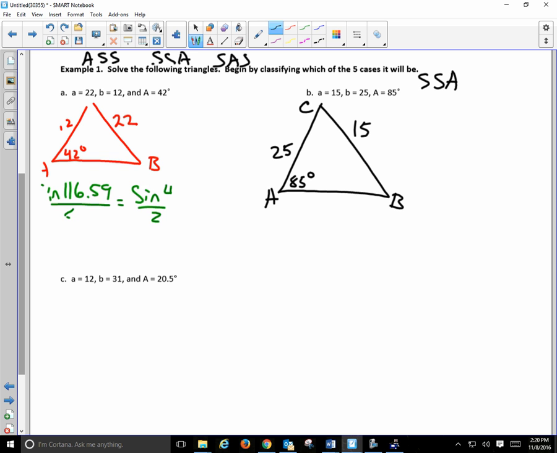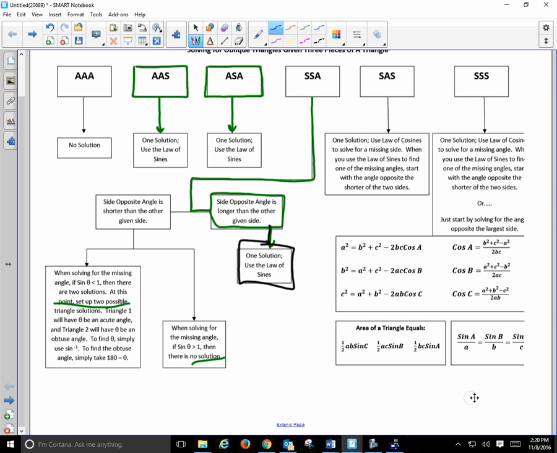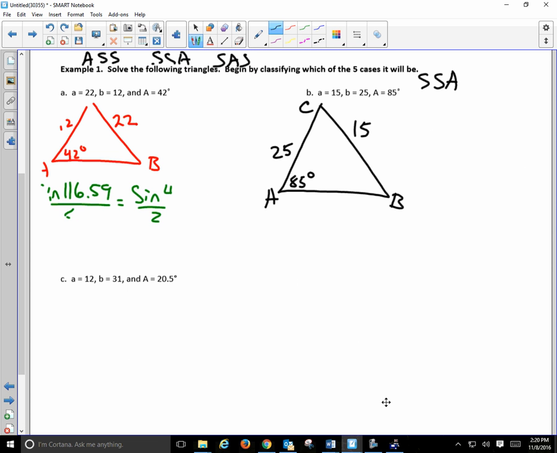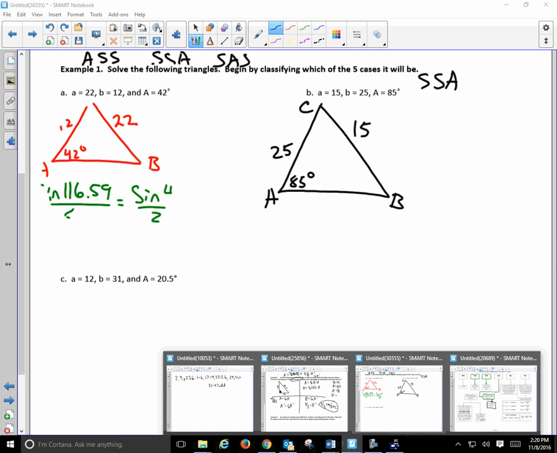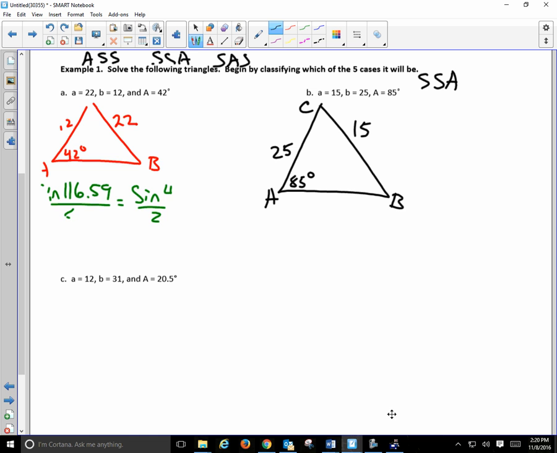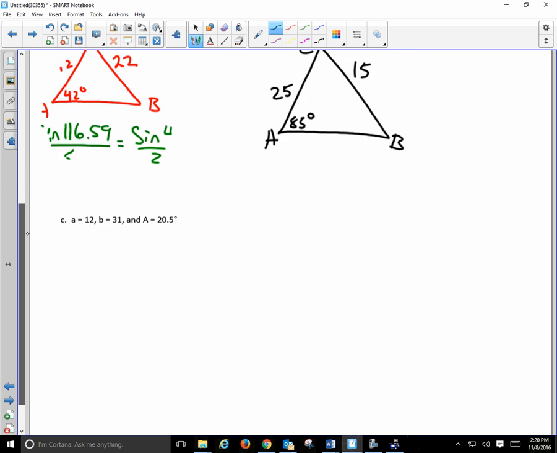So I go to my chart. I look it up. It says, is the side opposite the angle longer or shorter? Which one do I have? Yeah, as you look at here, 15 is shorter than 25. So I am going to either have no solution or two solutions. We won't know until we set it up. So let's set it up.